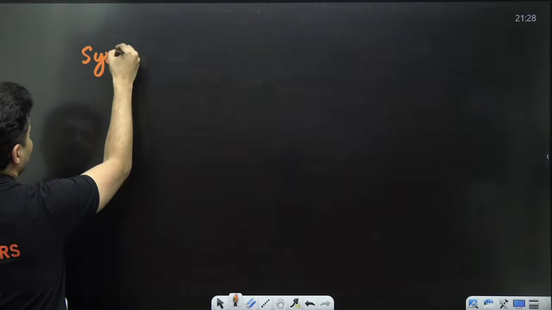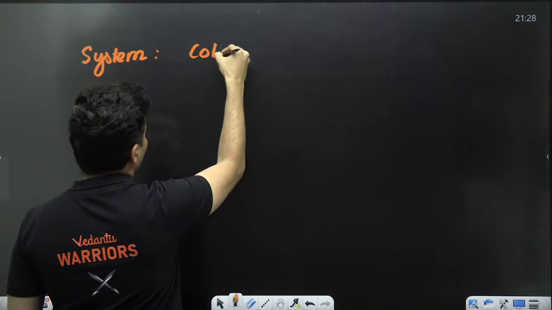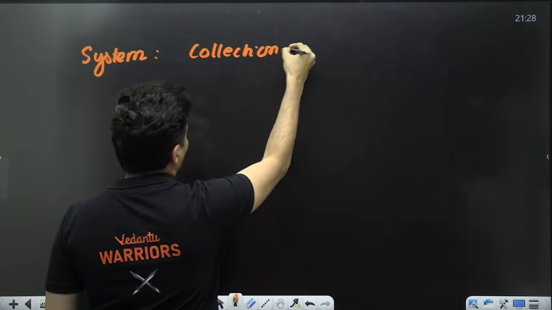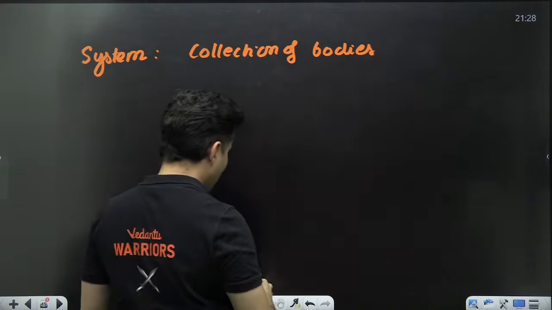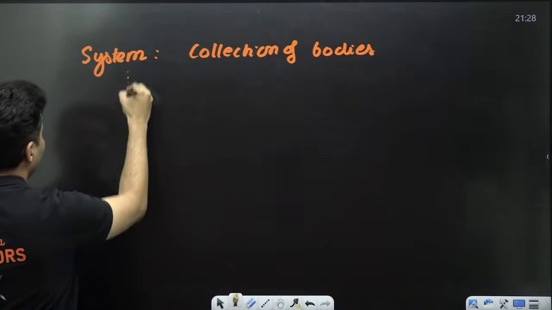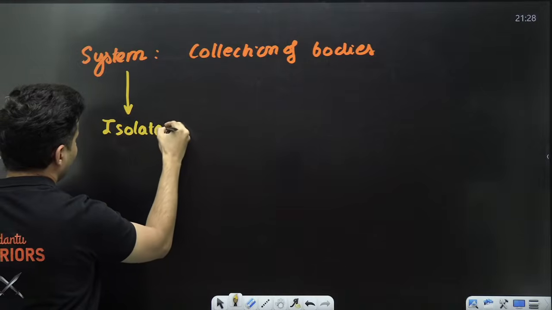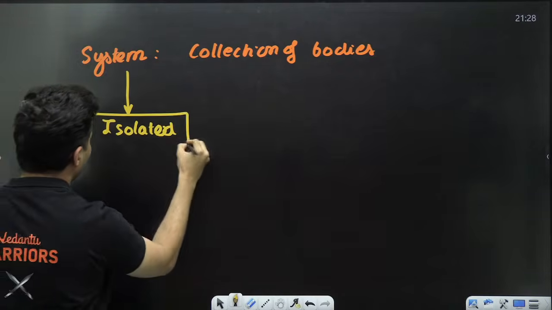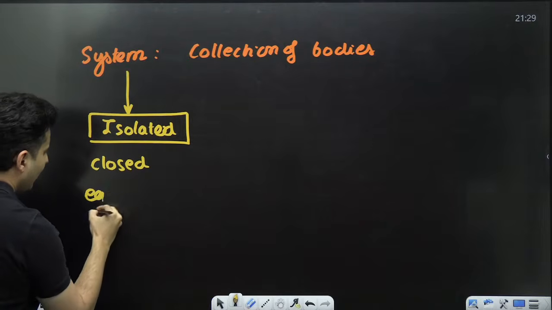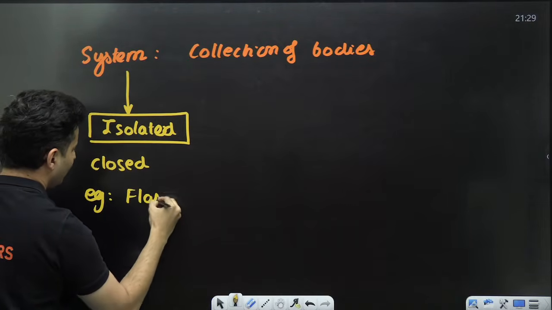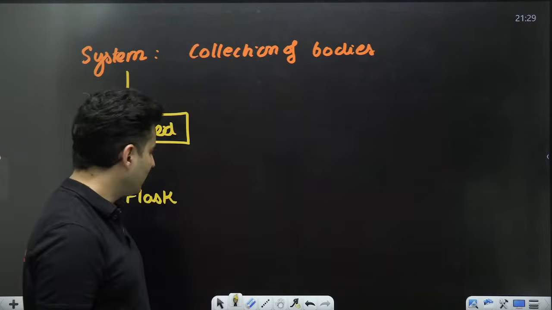So a system is nothing but a collection of bodies, and a system can be isolated, meaning that it is closed, example like a thermos flask. It's a closed system, it's an isolated system, it does not interact with the surroundings.